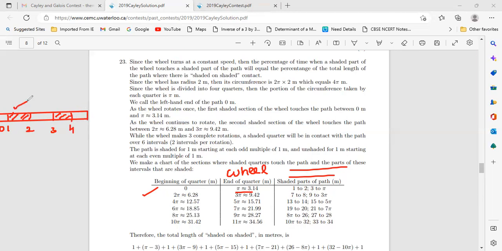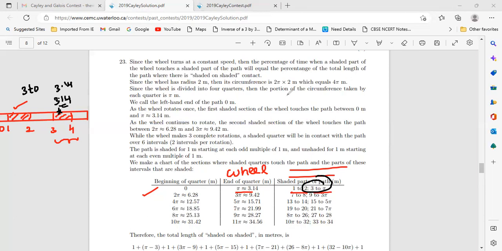So 1 to 2 it's shaded, so you're considering that. 2 to 3 it's unshaded, you're ignoring it. 3 to 4, like that. But for 3 to 4, you don't have to go up to 4 because the circumference of the wheel, the contact finishes at 3.14, isn't it? So you need to stop at pi, at 3.14. So it's 3 to 3.14, which is 3 to pi.